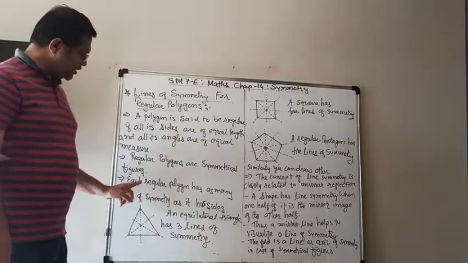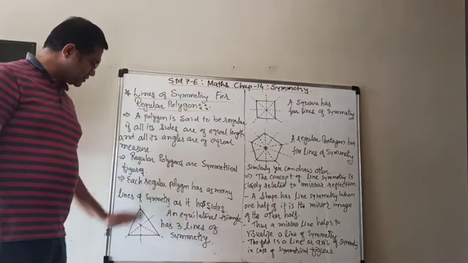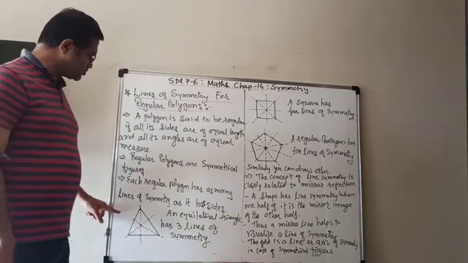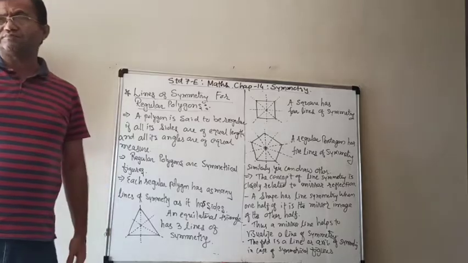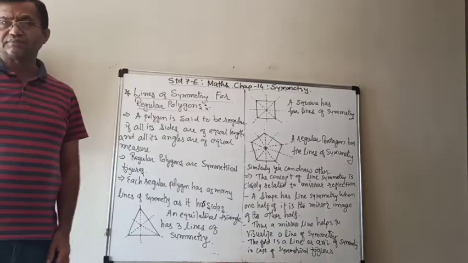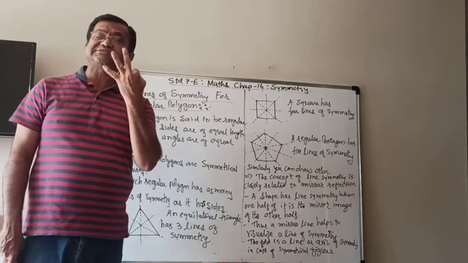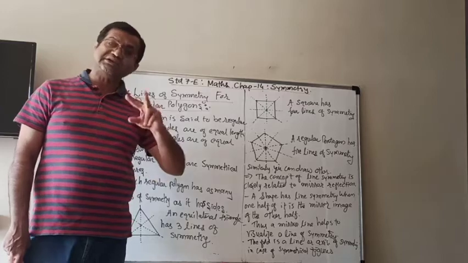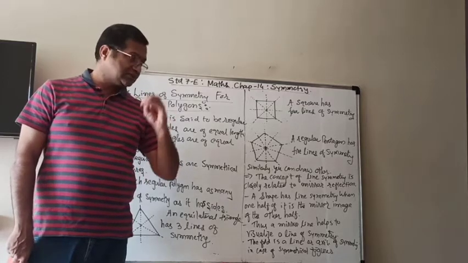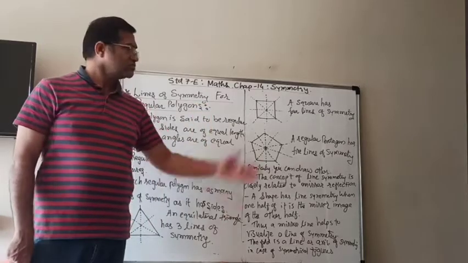So here you can see that if you draw a line in the middle like that, and two other lines also, and fold along each of these lines, they will coincide. It means that an equilateral triangle has three lines of symmetry, because it has three sides, so therefore it has three lines of symmetry.